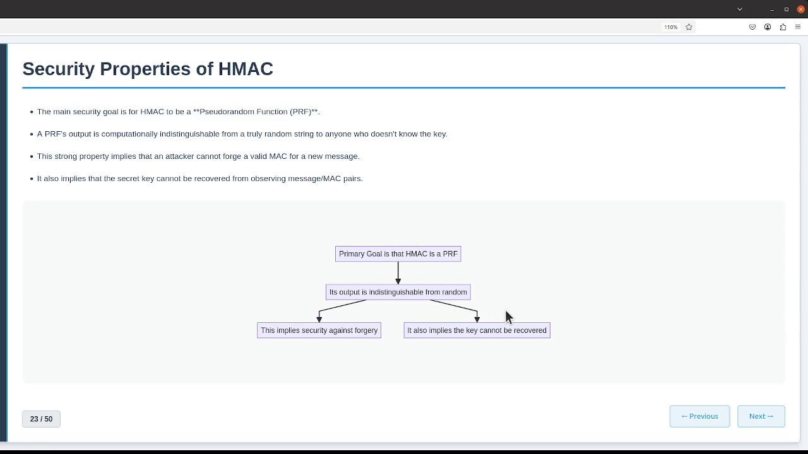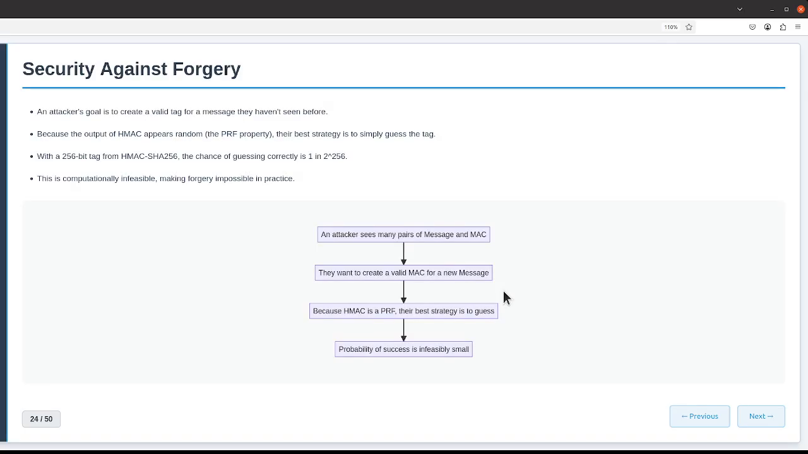This is a very strong guarantee. It implies that an attacker cannot forge a valid MAC for a new message, nor can they learn anything about the secret key from observing any number of message-MAC pairs. The security of HMAC has been extensively studied and is proven to be secure as long as the underlying hash function is secure.